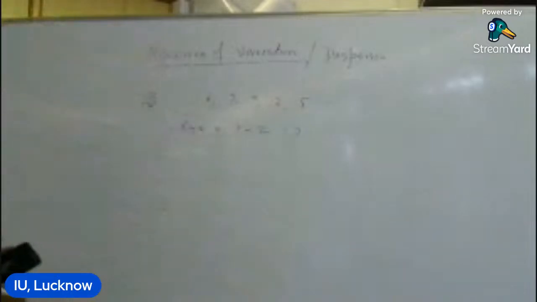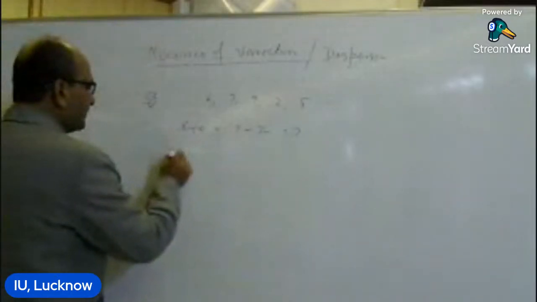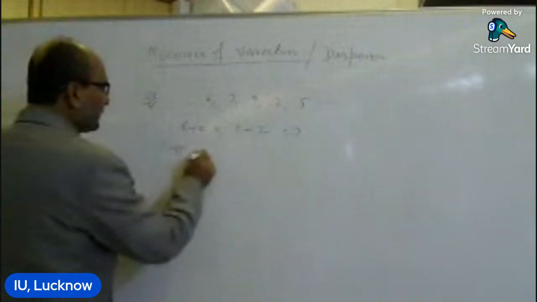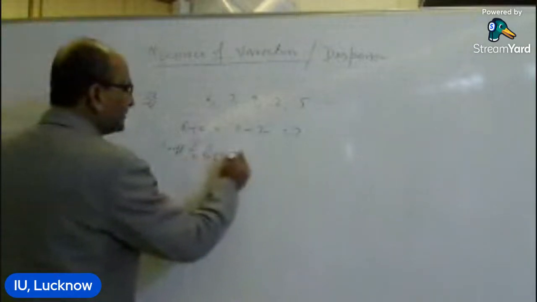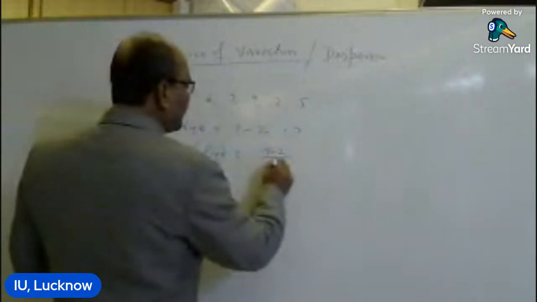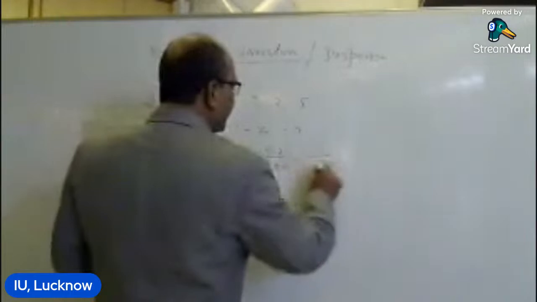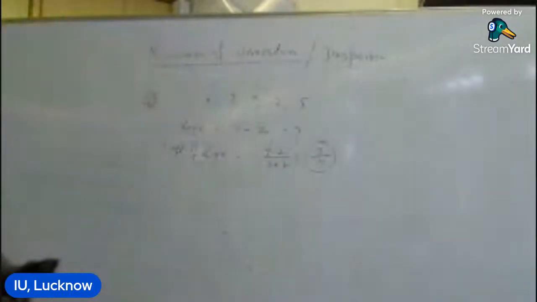And if you want to find the coefficient of range, then coefficient of range is 9 minus 2 divided by 9 plus 2, which means 7 divided by 11. This will give you a unitless value, and you can use it to compare with another one.